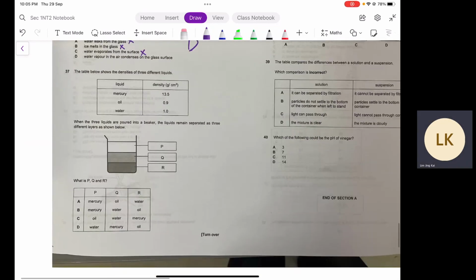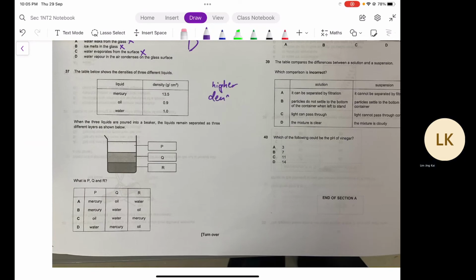Okay, number 37. Okay, the table below shows the density of 3 different liquids. Okay, you see there mercury, oil, and water. When 3 liquids are poured in a beaker, the liquids remain separated as 3 different layers as shown. So rule of thumb here is that higher density, okay, sinks. Please remember this, higher density sinks.